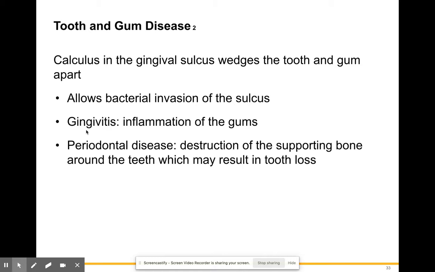Gingivitis is the inflammation of your gums or your gingiva, right? Anytime you see itis, it means inflammation. That is the inflammation of your gums. If you have jaw issues, if you have deterioration of the jaw or your mandible or maxilla, okay, if you have cancer in your jaw, okay, the actual bones, that is called periodontal disease. Okay, so you go to a periodontist if the bone is giving you an issue. A lot of times periodontal disease will result in the loss of a tooth.